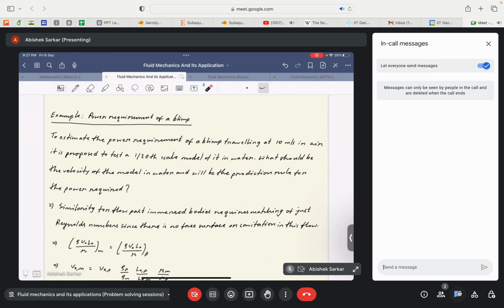So there are various advantages of doing such experiments in water. One being that the density of the water essentially remains constant throughout the experiment. That's a very important fact, or a very important result that is useful for conducting experiments in water.